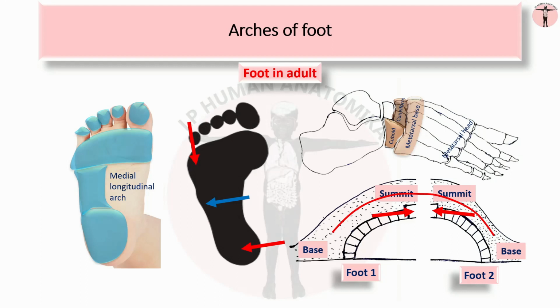From this description, it can be understood that the body weight on standing is distributed through a foot between the heel and 6 points of contact with the ground, namely the 2 sesamoid bones under the head of the first metatarsal and the heads of the remaining 4 metatarsals.